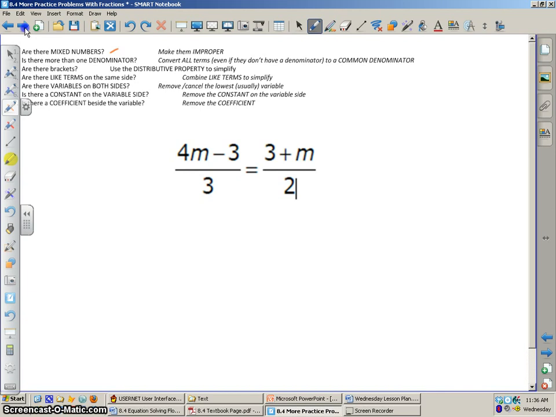No mixed numbers. Nope, we're good there. More than one denominator. Okay, let's start there. We're going to get all our terms with a common denominator. So, common denominator would be 6. So we're going to convert everything out of 6. It's probably the easiest way to go. So when I do that, I multiply this guy by 2, and I have to multiply everything up here by 2. Both the 4m and the negative 3. Super, super important to do that.